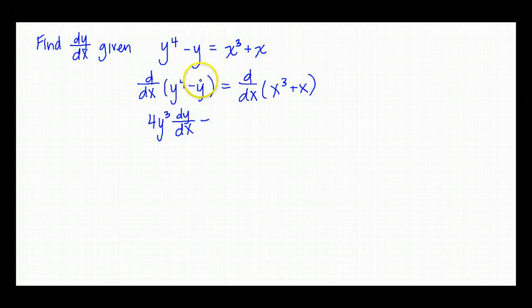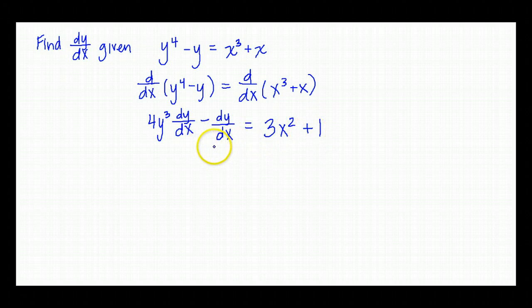So again, we're kind of thinking about this as though it were an x. So the derivative of just x would be 1, but then I have to use the chain rule, so the derivative of y would be 1 times dy dx. So it's really minus dy dx equals, and the right side is straightforward. The power rule tells me 3x squared plus 1.